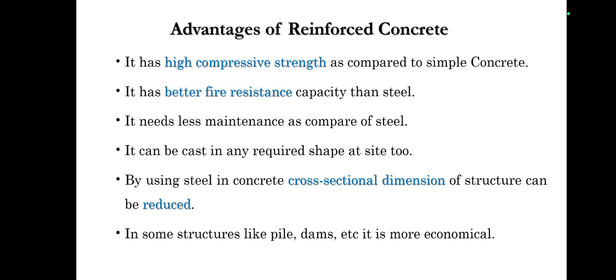By using steel in concrete, the cross-sectional dimensions of structures can be reduced. If you only use plain concrete, you might need larger dimensions, but if you incorporate steel into the concrete itself, the cross-sectional dimensions can be reduced. In some advanced structures like piles or dam constructions, going with steel and concrete together is more economical than going for concrete or steel alone. A combination of these two materials can be designed more economically.